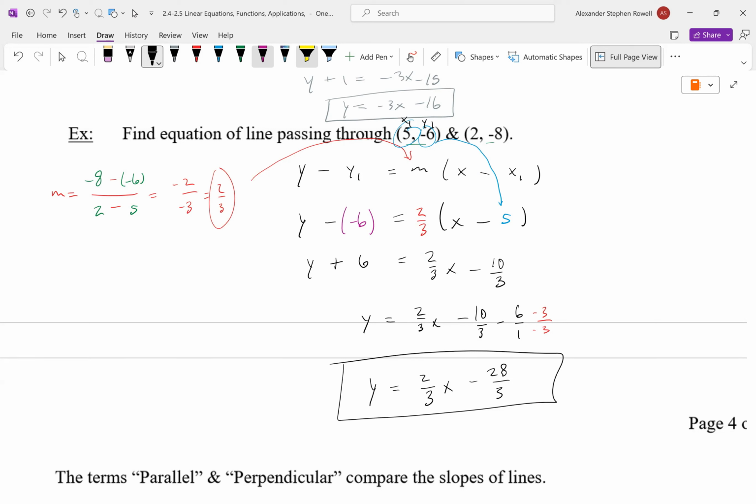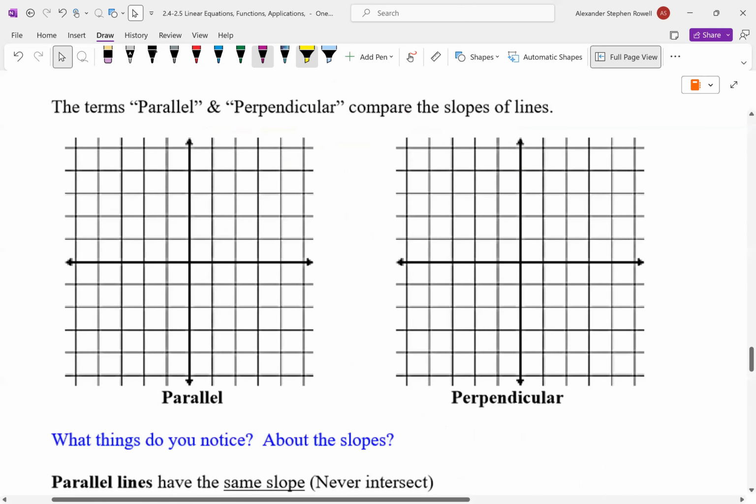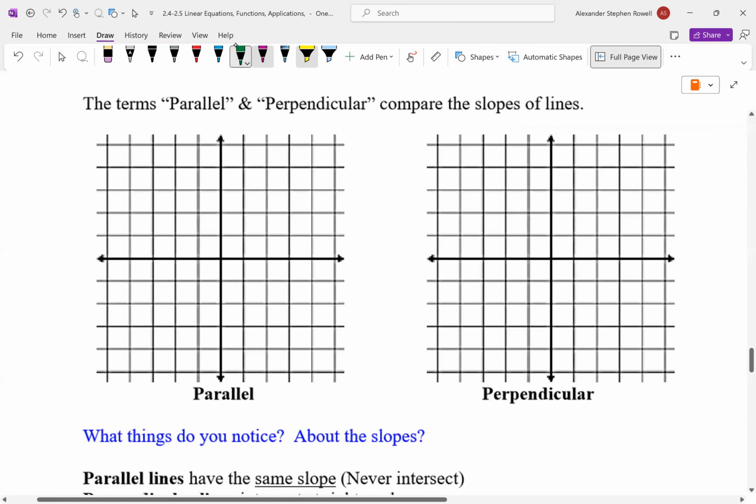So if I use 2, -8, would I get the same answer? Yes, you should. You want to try it? Go for it. I'm not in the mood right now.